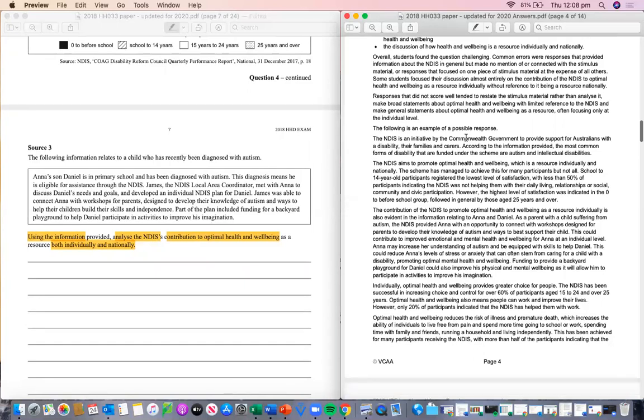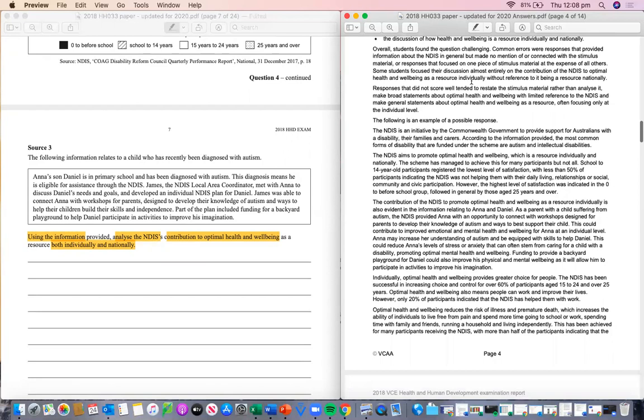The second area was that some students focused their discussion almost entirely on the contribution of the NDIS to optimal health and well-being as a resource individually, without reference to it being a resource nationally. So again, you could look at an example we've used before in previous SACs, where we looked at how the NDIS can affect social and mental health and well-being. You could use that as well. You could also focus on the community aspect, and spiritually.